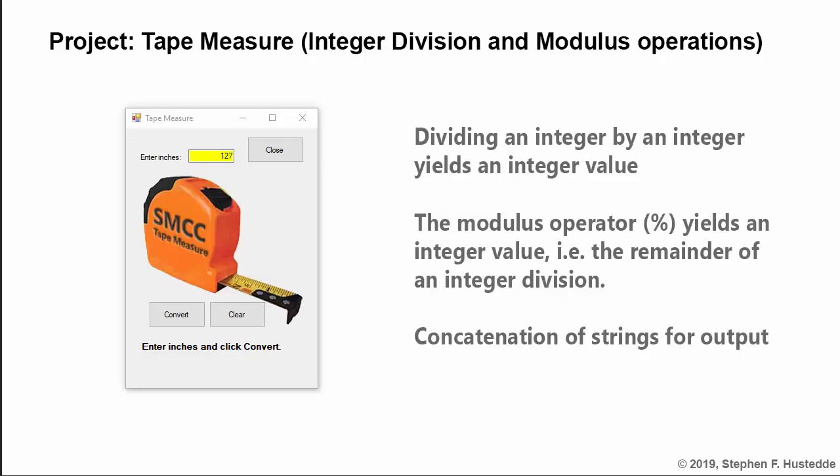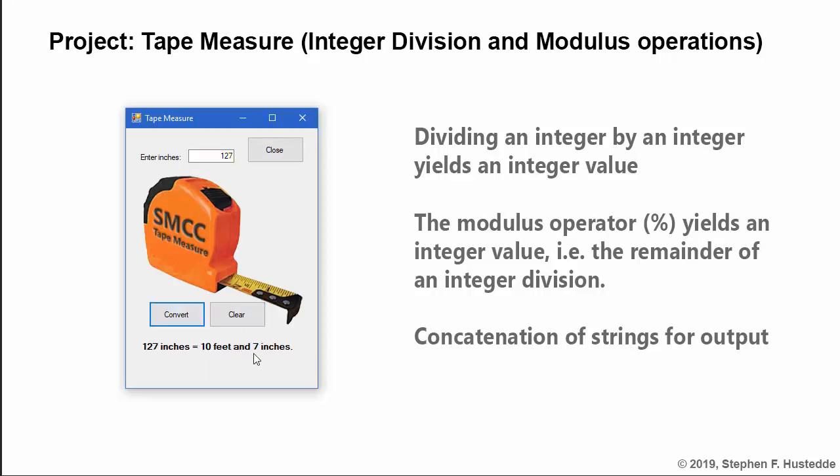In this project, I want to demonstrate how we can use integer division and the modulus operator to our advantage to find a result. In this example, we want the user to put in a number of inches, such as 127, which is what I have entered here. In the display down here at the bottom, it says enter inches and click convert. When we click the convert button, down here it will show that 127 inches equals 10 feet and 7 inches.